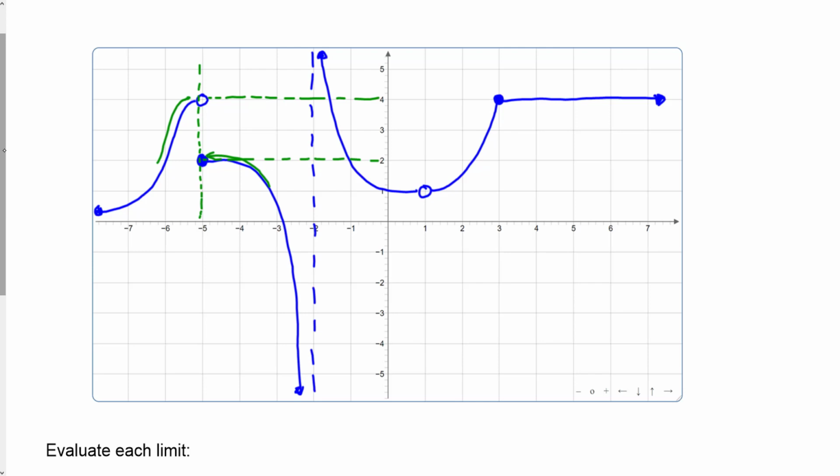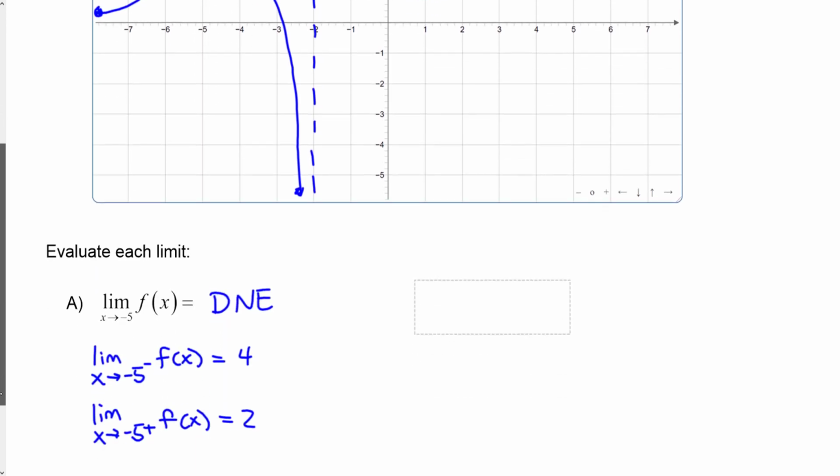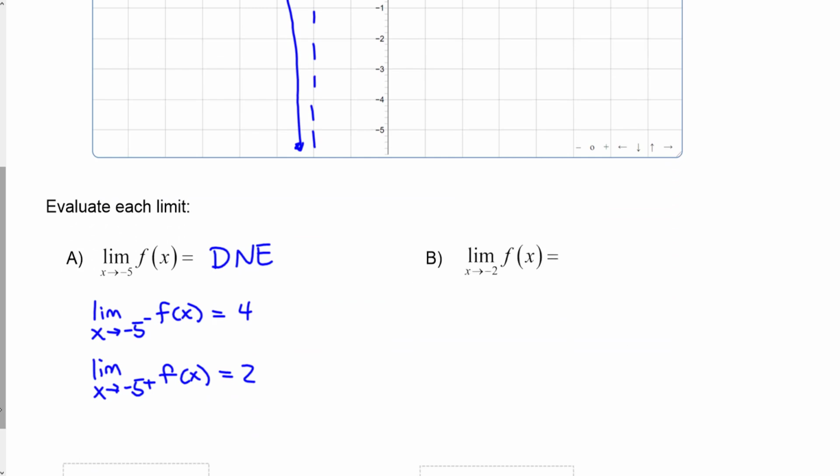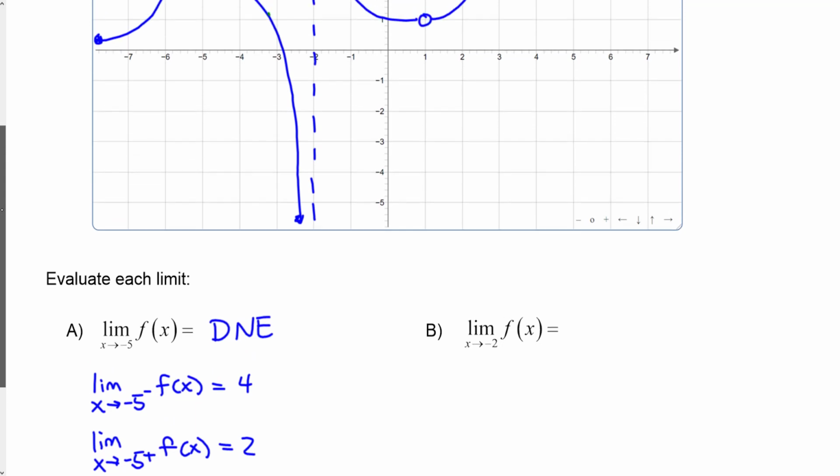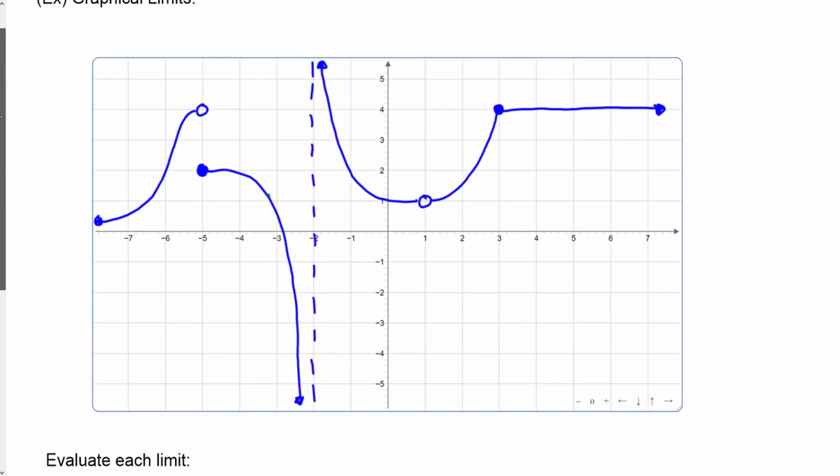All right, next up, let's take a look at the next one they want us to do, which is the limit as x approaches negative 2. So for negative 2, what's happening here is we have an asymptote. So this graph is going off to positive and negative infinity.